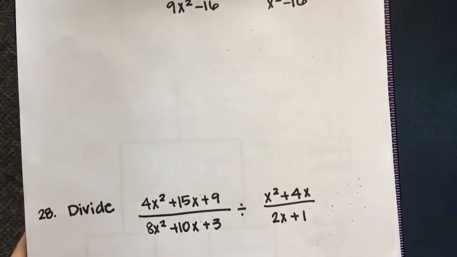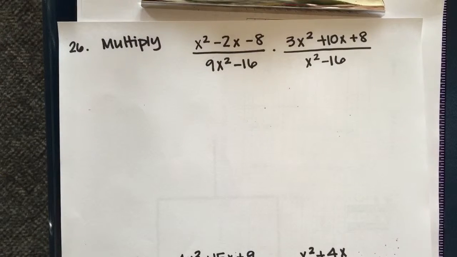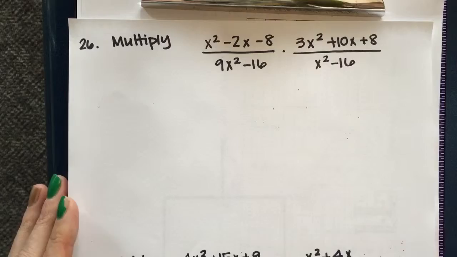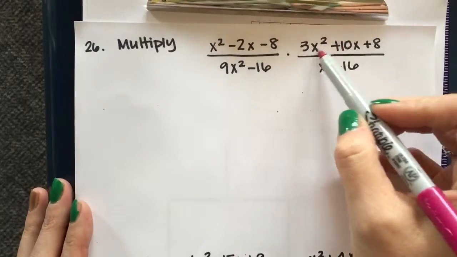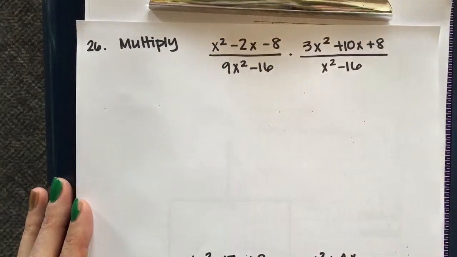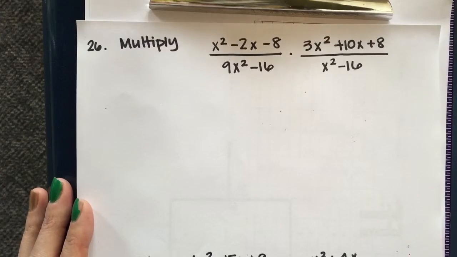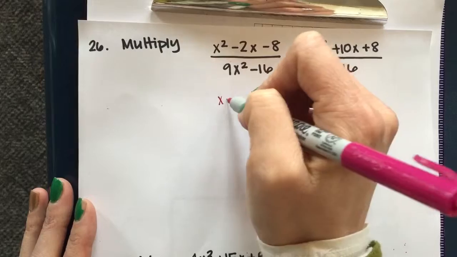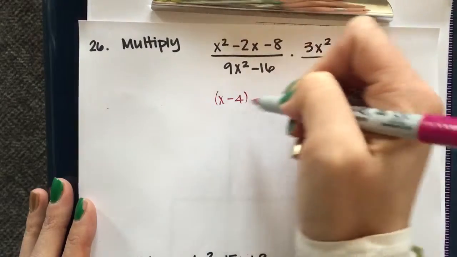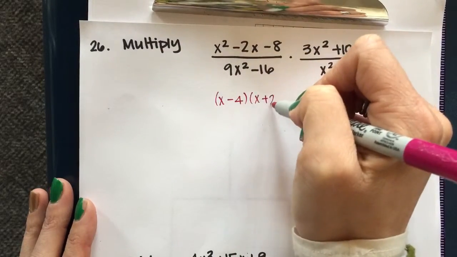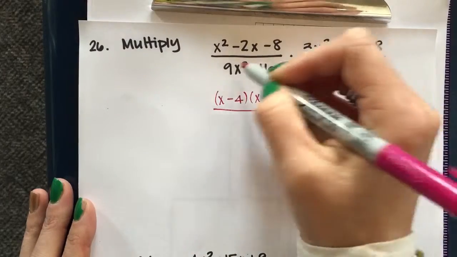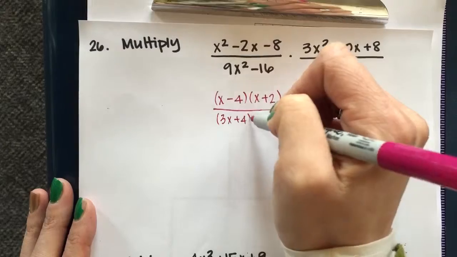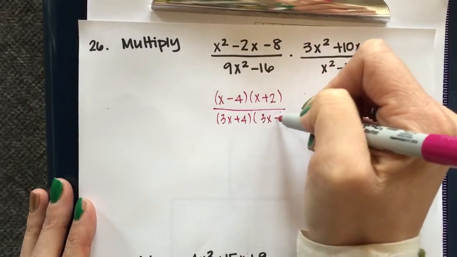The second two, 26 and 28. 26 is multiplying. There's a trinomial, and then binomials on the bottom. So I am going to try to factor these first. And I already did it ahead of time, so I wouldn't do it on film. This one becomes x minus 4, x plus 2. And then the bottom, that's a difference of two squares. So 3x plus 4 and 3x minus 4.